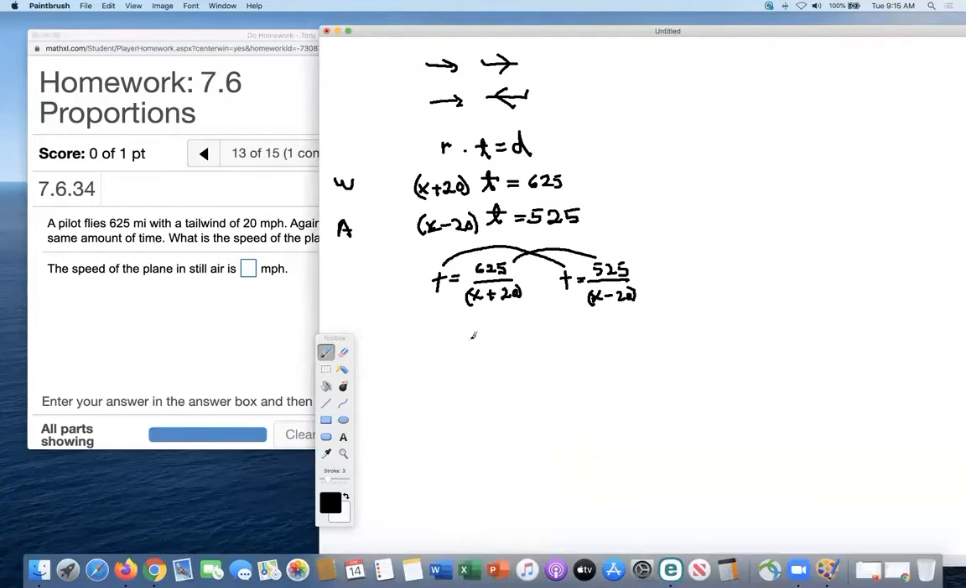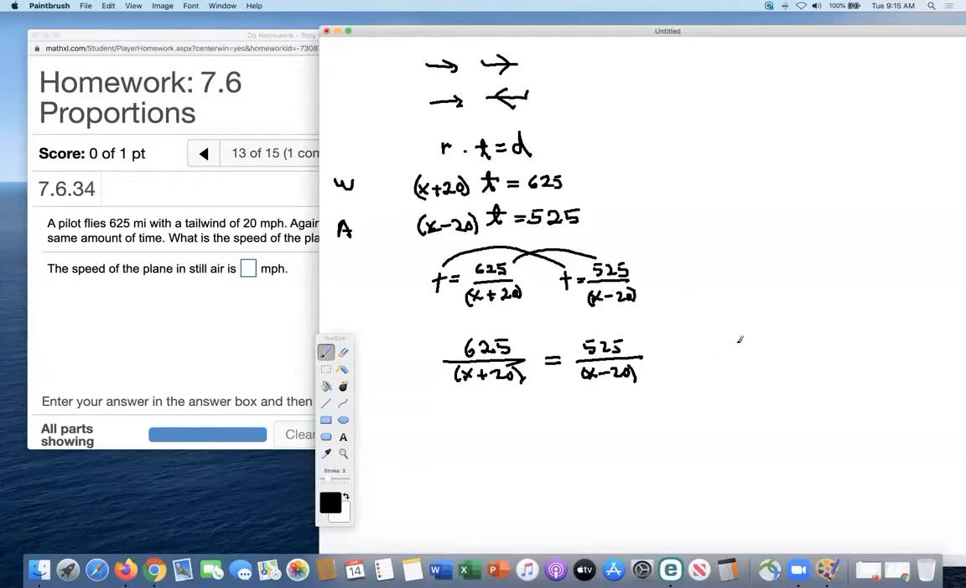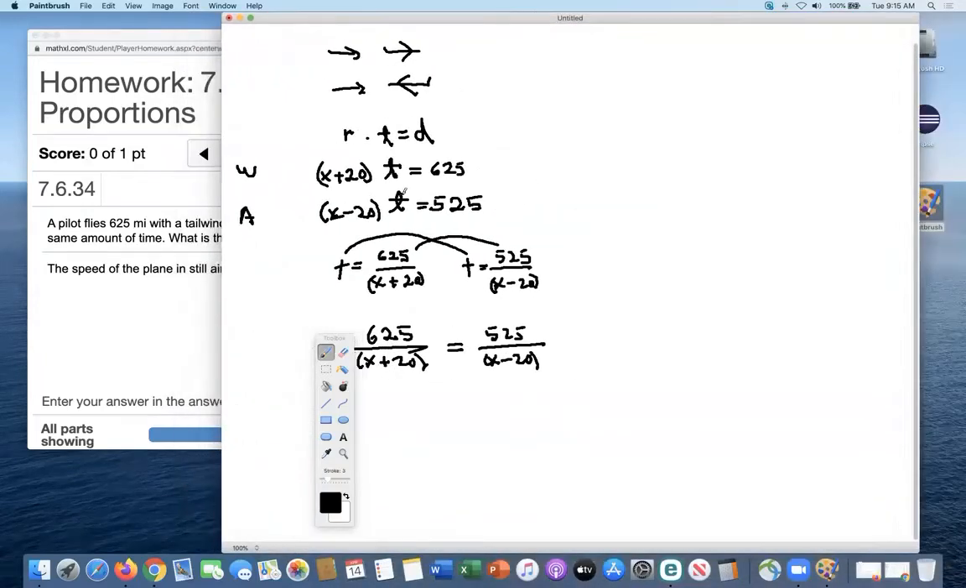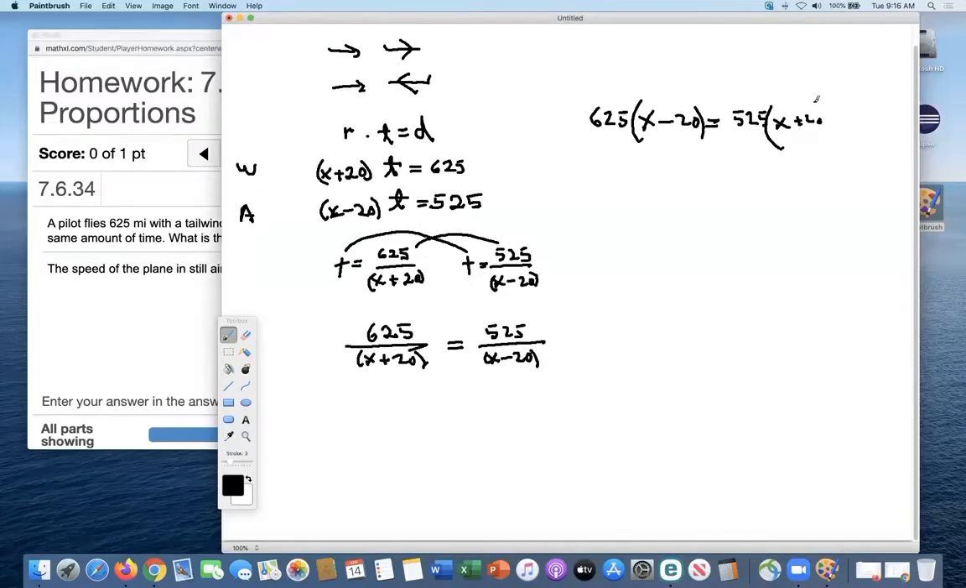So what we got here is 625 divided by the bundle equals 525 over the bundle. Now the rest is, you should be a machine. Just be a machine and bang this out. Cross multiply. I'm going to cross multiply that. So this times this is 625 times x minus 20 equals 525 times x plus 20. Now we've got to get rid of those parentheses.